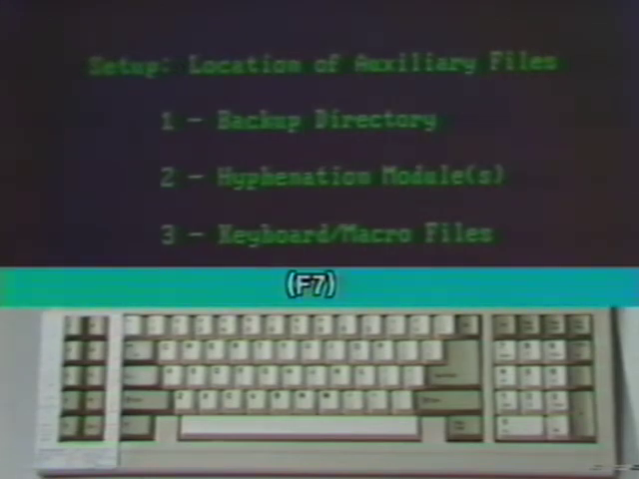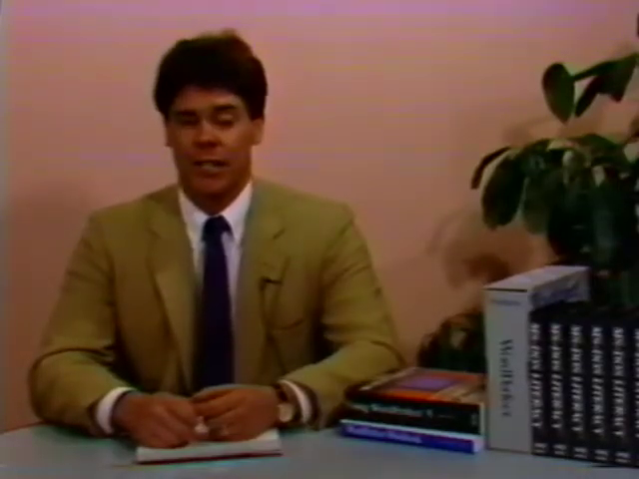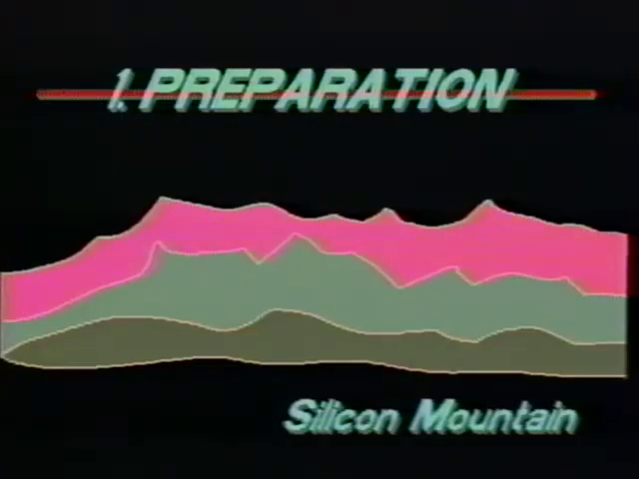Press F7 to exit the setup menu and restore the editing screen. The settings remain in effect until you change them again with the setup menu. To cancel a function key command or back out of a menu, press the F1 key. That finishes preparation. We're ready to write documents.